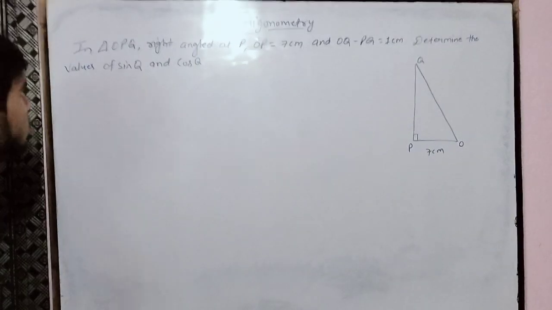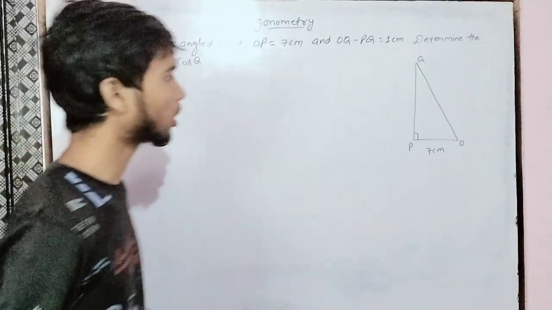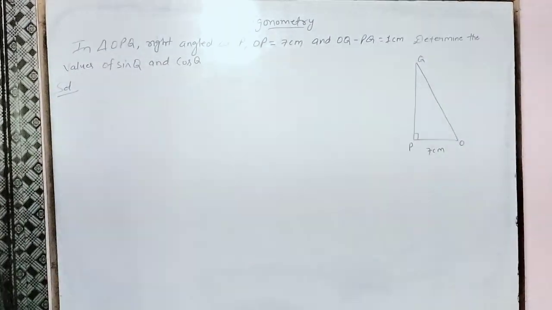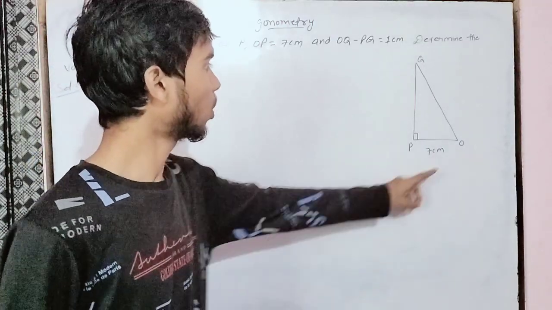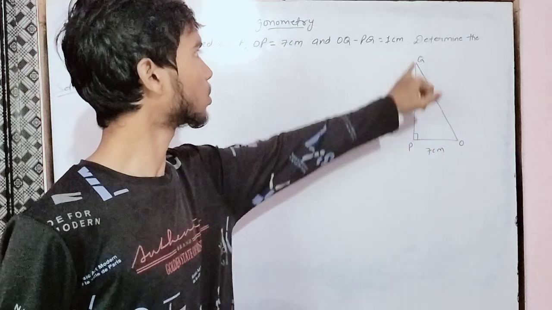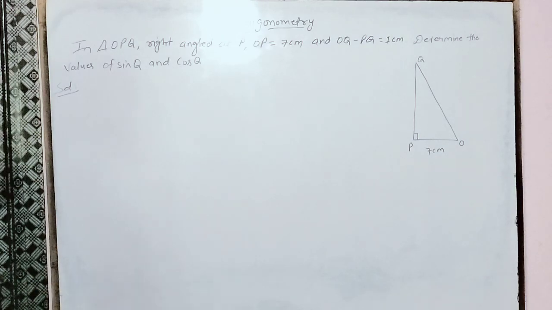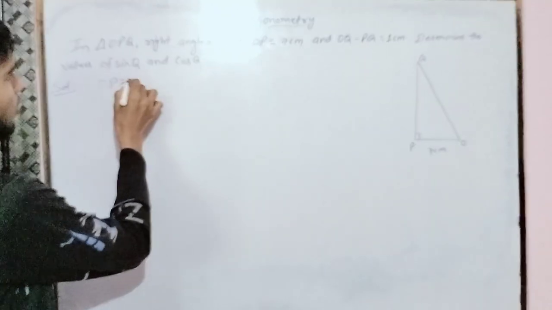Now let's solve it. It is not too difficult. You can solve it. Here it seems difficult, but look at it. In triangle OPQ, we have a right angle at P. The measure of OP, this side, is 7 centimeter, and OQ minus PQ will be 1 centimeter. Can we write whatever is given? Here OP is 7 centimeter.